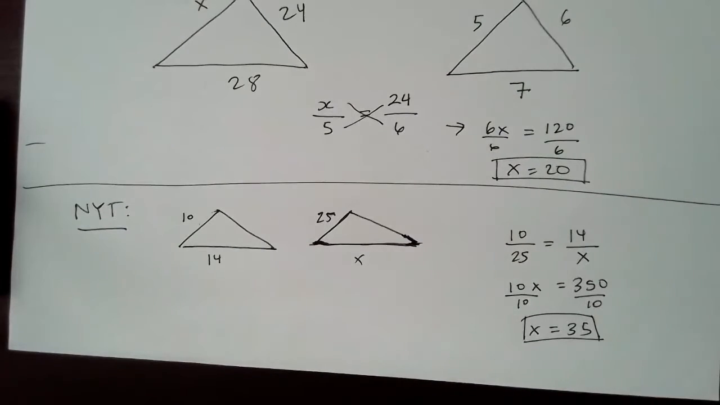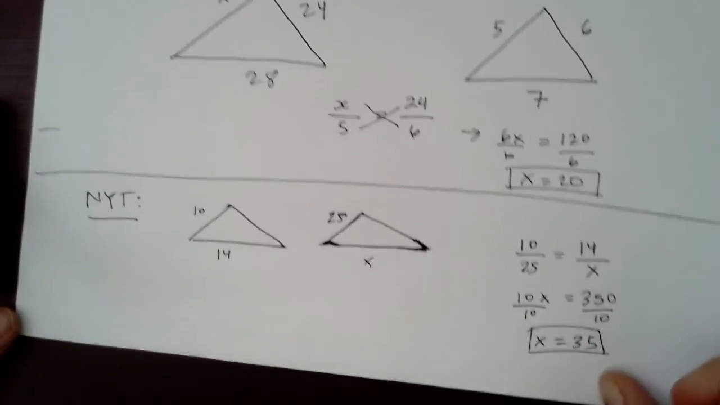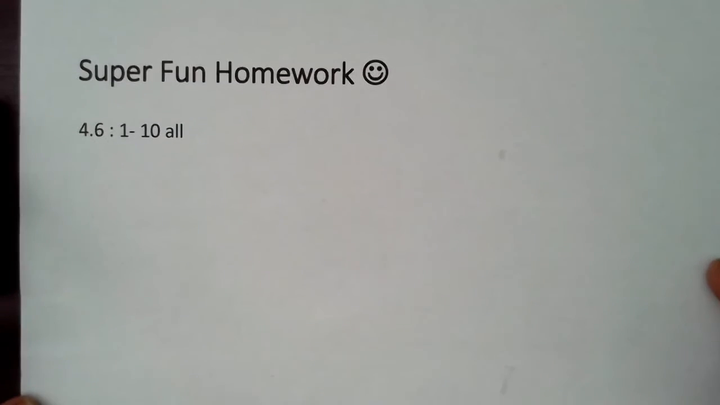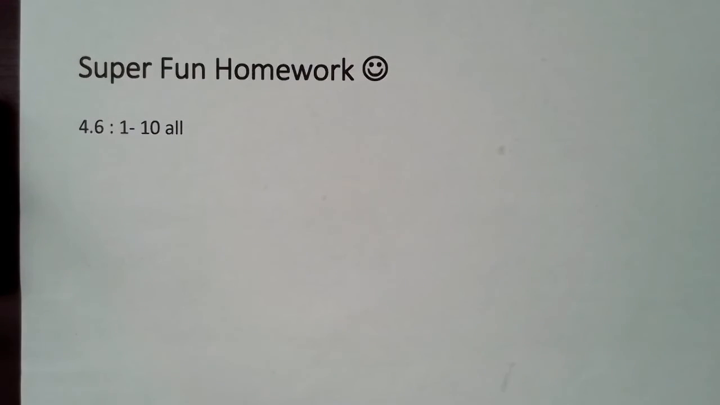Now this can go to similar figures as well. You could use the same logic for rectangles, trapezoids and different shapes, but for now we're just going to talk about triangles. Okay, so your super fun homework is section 4.6, 1 through 10 all. That concludes the chapter, so make sure that you do the review, as we'll have a chapter quiz coming up.